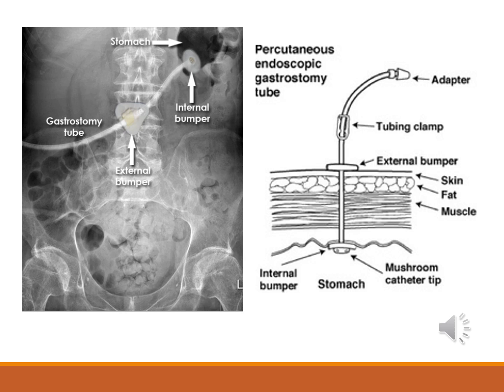This X-ray image shows what a gastrostomy tube looks like. As you can see, it is connected into the stomach, and the diagram shows you exactly how it goes through the different layers of skin to enter the stomach through the abdominal cavity.